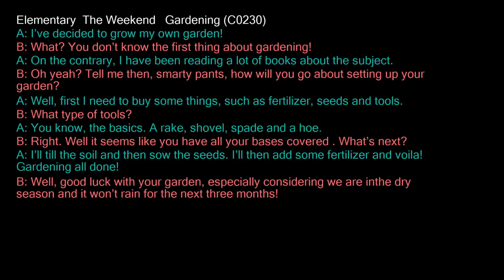Okay, so to go about doing something, there are two important parts of this. The first part is how you go about it. This means how you do it. So, what's your approach? How will you go about plus the verb in -ing. So, how will you go about setting up your garden? How will you start, or what is your approach to creating your garden?